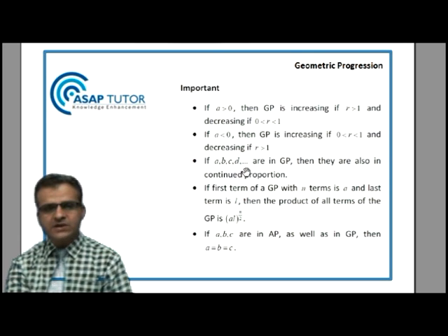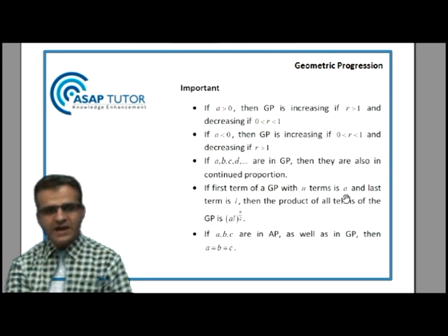If A, B, C, D, etc. are in GP, then they are also in continued proportion. It means the ratio of A is to B will be equal to the ratio of B is to C will be equal to the ratio of C is to D. So whenever we have three numbers A, B, C such that A is to B is equal to B is to C, then it is said to be in continued proportion.